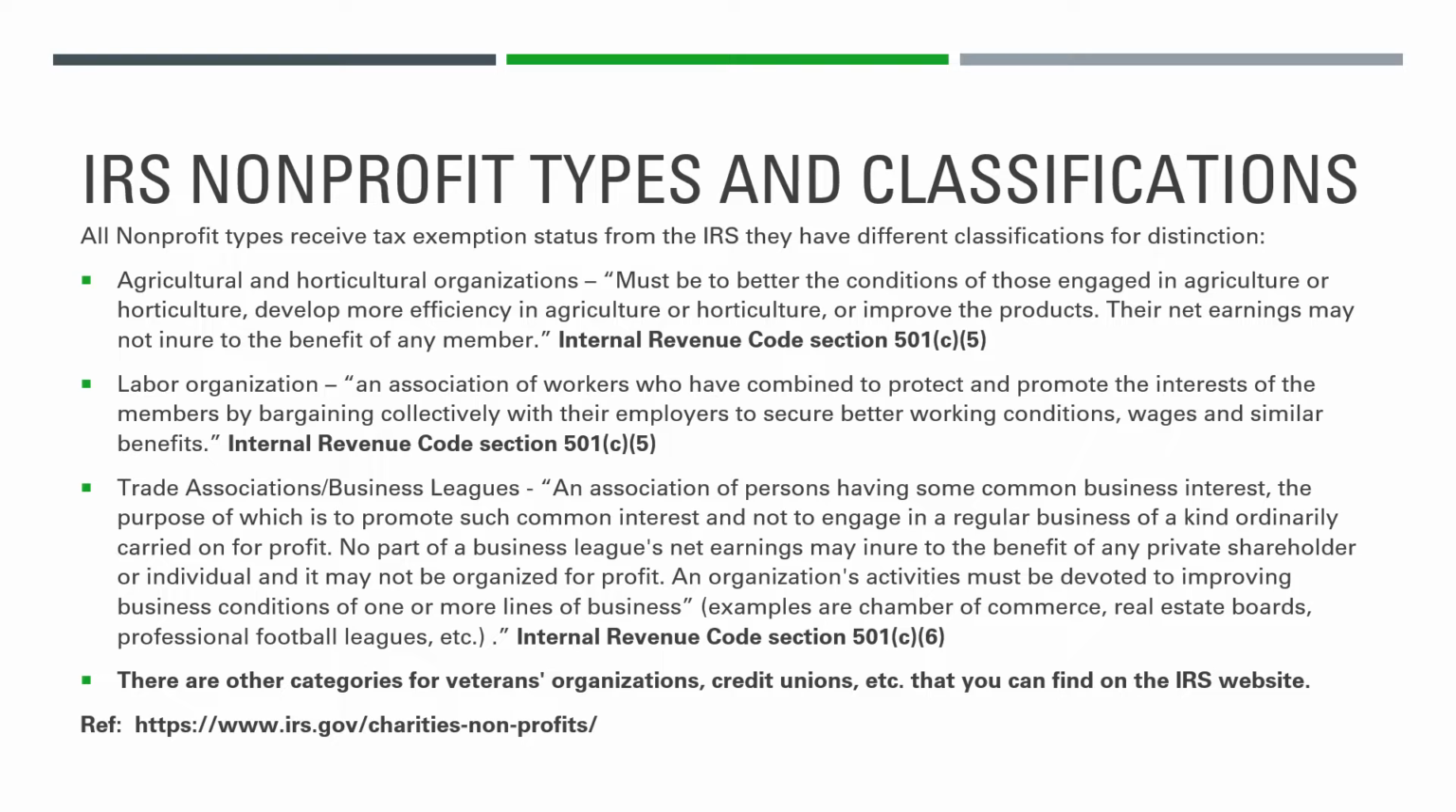There's agricultural organizations, that's a 501c5. You have labor organizations, 501c5 as well. And you also have trade associations or business leagues, which are classified as a 501c6. There are other classifications for veterans organizations, credit unions. You can find all of those classifications on the website that I provided on this slide.